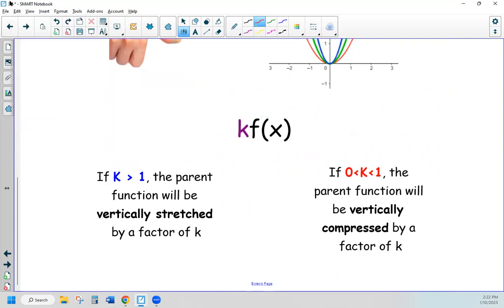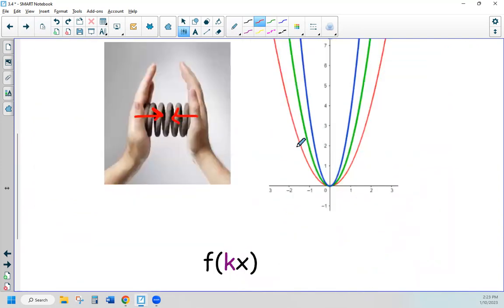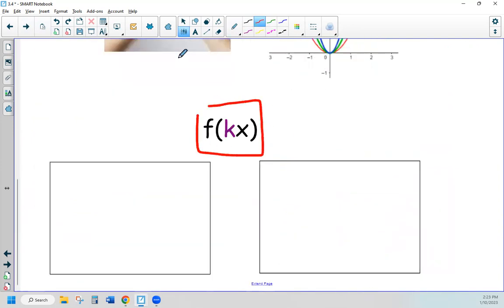Okay. Now, moving on to our notes for the horizontal compression. For the horizontal compression, I want you to write the parent function f of x, but we are now multiplying inside of the parentheses. That means we're literally multiplying directly to the x. That means what's happening now has to be called a horizontal something. The slide that we just did was either a vertical stretch or a vertical compression.